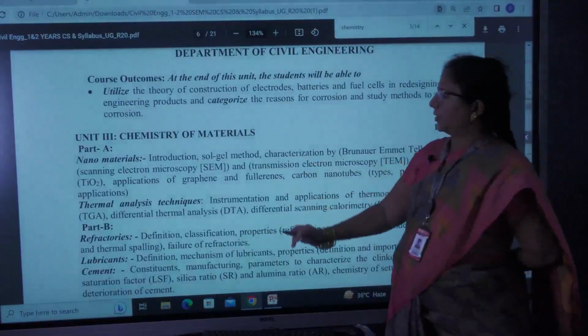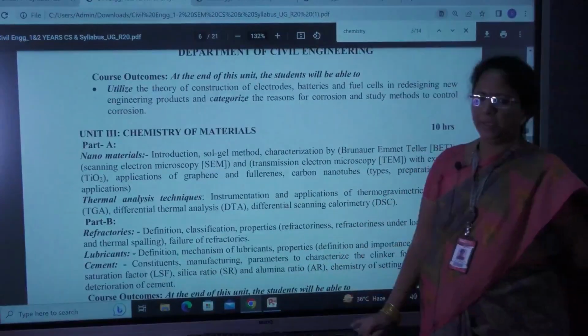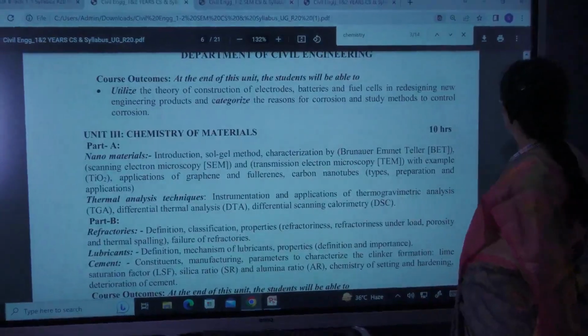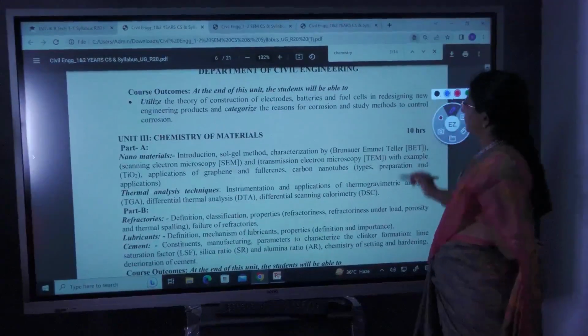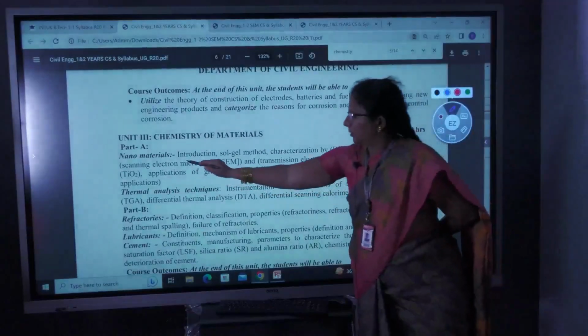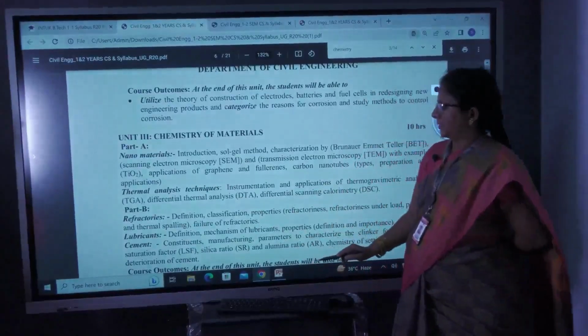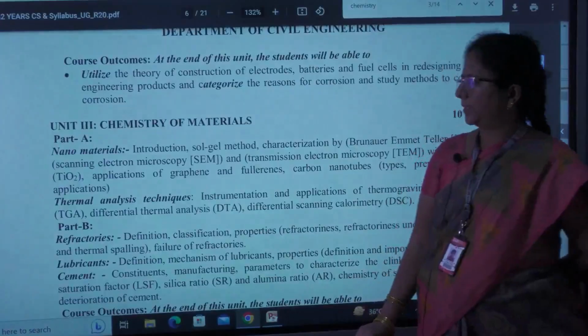So now coming to Unit 3. This unit is divided into two parts, Part A and Part B. Part A is nanomaterials and thermal analysis techniques. Part B is refractories, lubricants and cement.